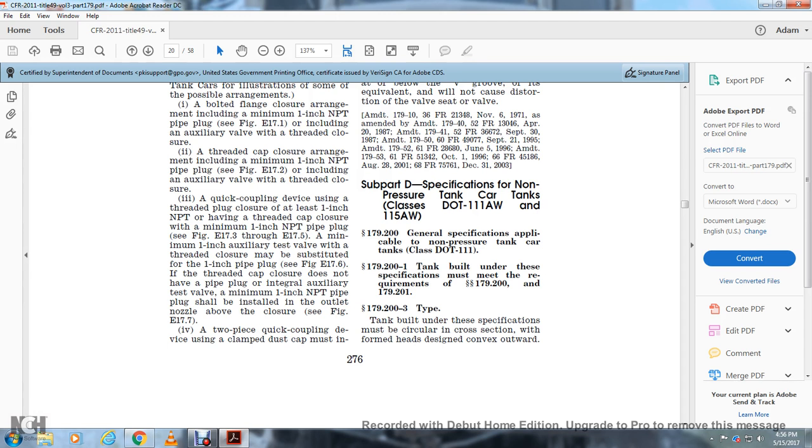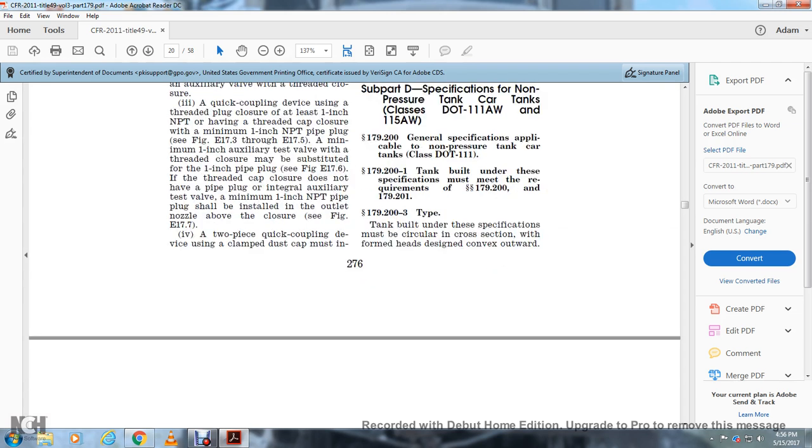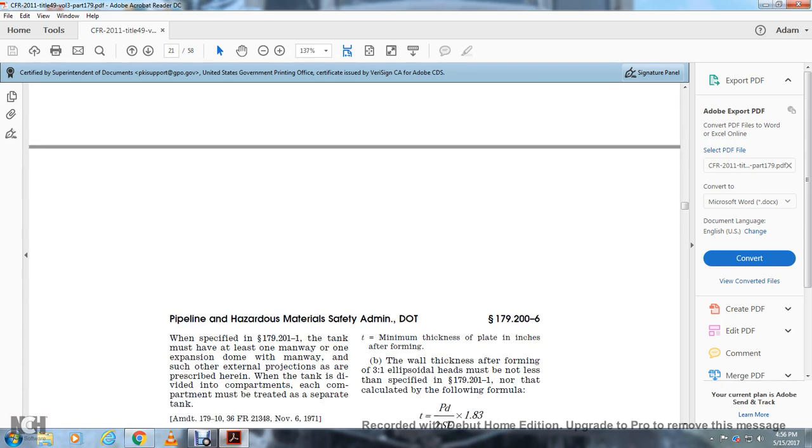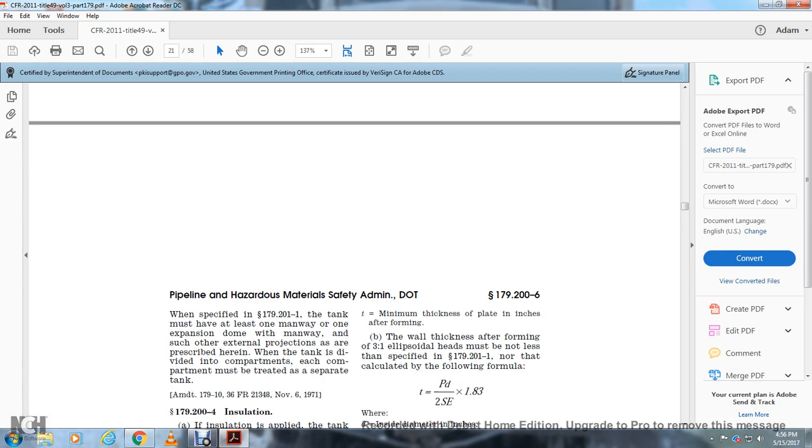179.203, tanks built under the specification must be circular in cross section with formed heads, the design convex outward. When specified within 179.201, the tank must have at least one manway, one expansion dome manway, and some of the external projections as prescribed herein. When the tank is divided into compartments, each compartment must be treated as a separate tank.